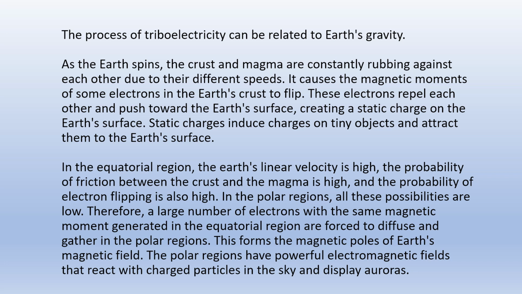In the equatorial region, the Earth's linear velocity is high. The probability of friction between the crust and the magma is high, and the probability of electron flipping is also high. In the polar regions, all these possibilities are low. Therefore, a large number of electrons, with the same magnetic moment generated in the equatorial region, are forced to diffuse and gather in the polar regions. This forms the magnetic poles of Earth's magnetic field. The polar regions have powerful electromagnetic fields that react with charged particles in the sky and display auroras.